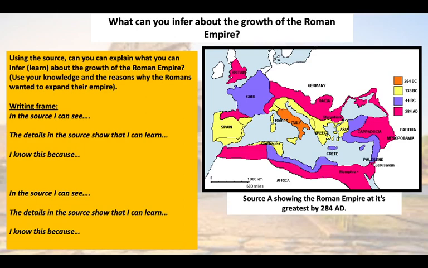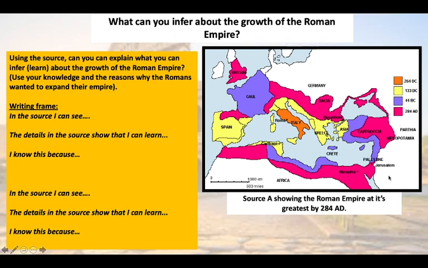And what you're doing is you're using your knowledge that you have gained from this lesson and the different reasons why the Romans wanted to expand their empire. So if we have a look at this source just a little bit carefully, okay, we can see all the various countries that are coloured in as to what the Romans took over at this point to create their empire. And you can see here that they're all colour-coded in terms of the years that they were taken over by.